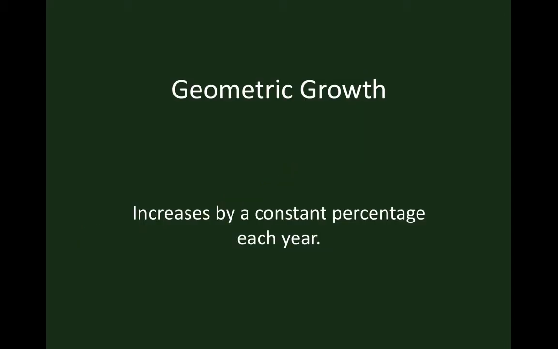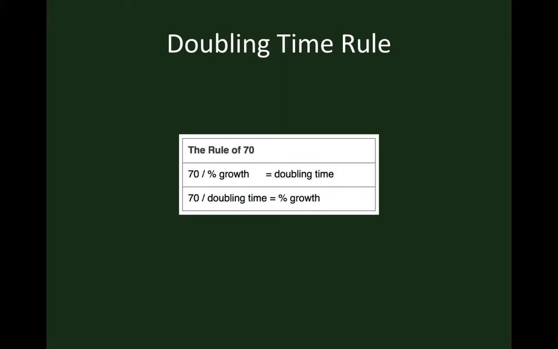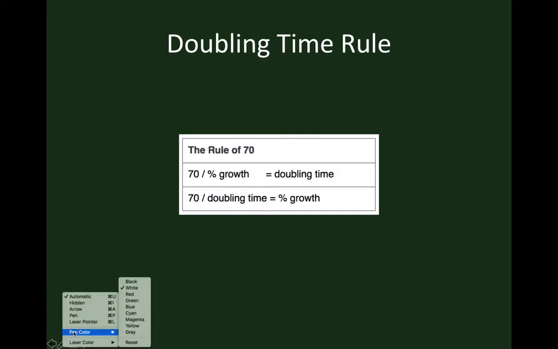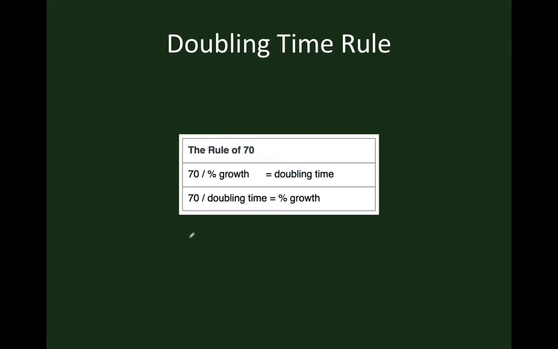One of the characteristics to look for in geometric growth is a population that's increasing by a constant percentage each year. In the case of the fish population, that percentage was 6%. Here's a really handy rule to keep in mind, the rule of 70. To figure out the doubling time, all we need to do is divide 70 by the percent growth. So in the case of our trout population example, we would take 70 divided by 6.